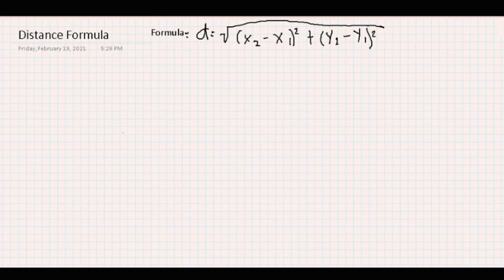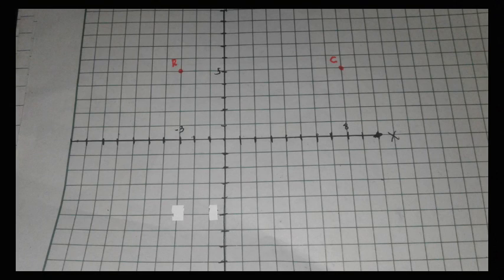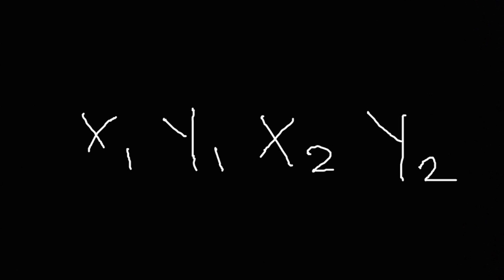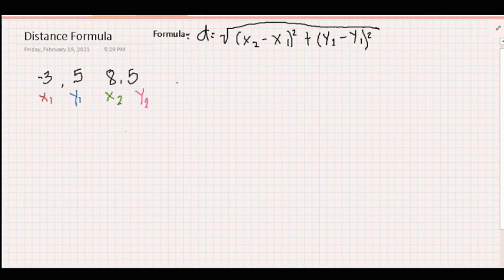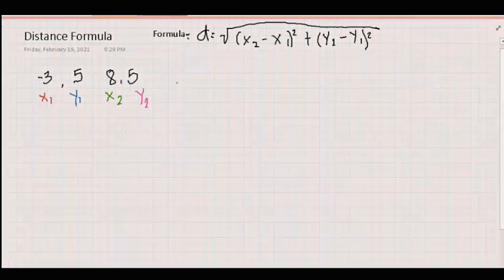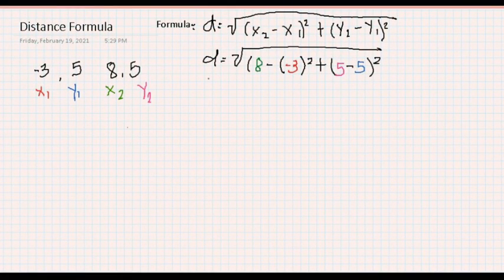So let's proceed to example number 2. So it's still the same formula. So in this graph, point R is at negative 3 and positive 5, while point C is at positive 8 and positive 5. So label it x sub 1, y sub 1, x sub 2, and y sub 2. So our x sub 1 is equal to negative 3, y sub 1 is equal to 5, x sub 2 is equal to 8, and y sub 2 is equal to 5. So it becomes d is equal to the square root of 8 minus negative 3 squared plus 5 minus 5 squared.